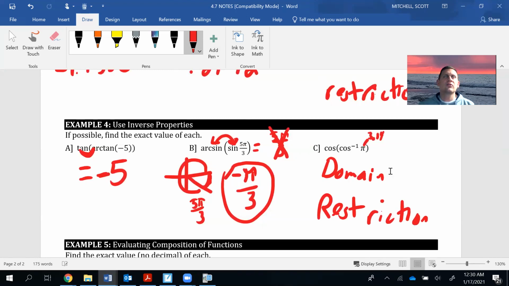Can't take the arc cosine or the arc sine of a number bigger than 1. So anytime you try to do that, you're going to get a domain restriction. Okay, so we have to check the domain restriction first before these two cancel out.